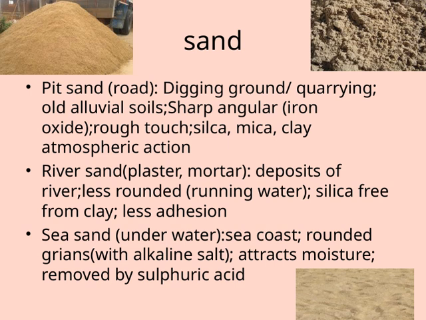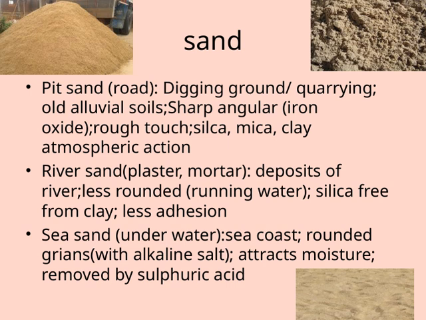Next, we have river sand, which is used mainly for plaster and mortar. River sand is deposited along riverbeds, so these grains tend to be less rounded compared to sea or beach sands because they haven't been rolled around as much. It's mostly free from clay and silica, which means it offers less adhesion, making it suitable for certain construction applications where a smoother finish is desired.